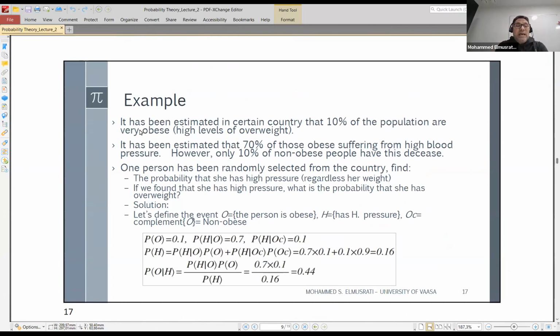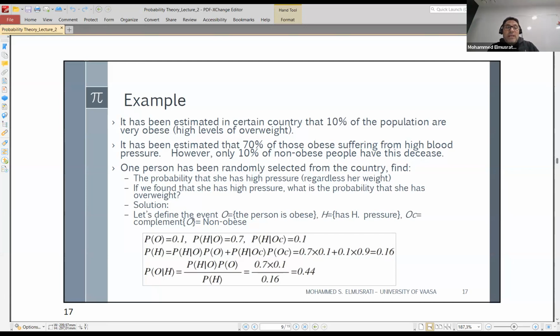In this example, it says that it has been estimated in a certain country that 10% of the population are very obese, which means they have a high level of overweight. It has been estimated that 70% of those obese people suffer from high blood pressure. However, only 10% of non-obese people have this disease. So 70% of those who are overweight have high blood pressure, and only 10% of those who are not overweight have this high pressure disease.